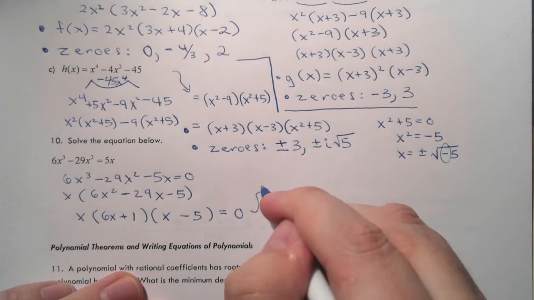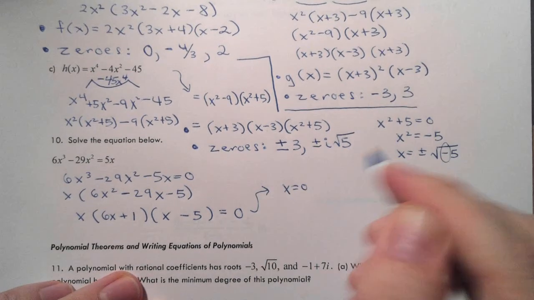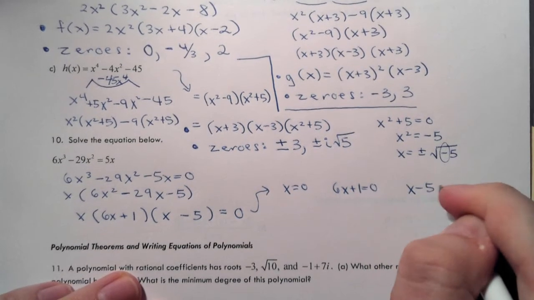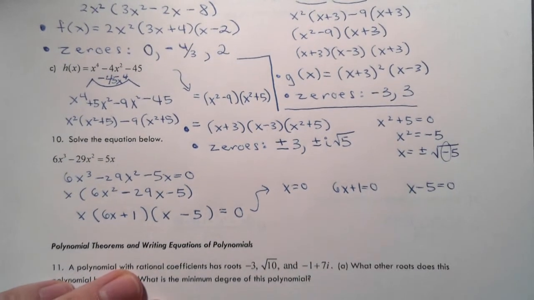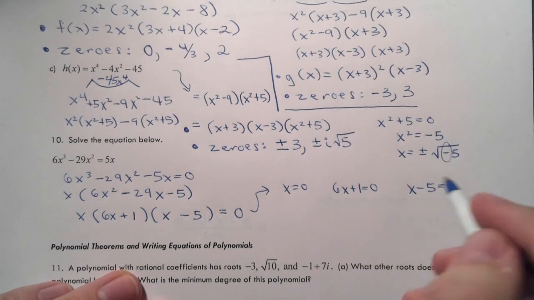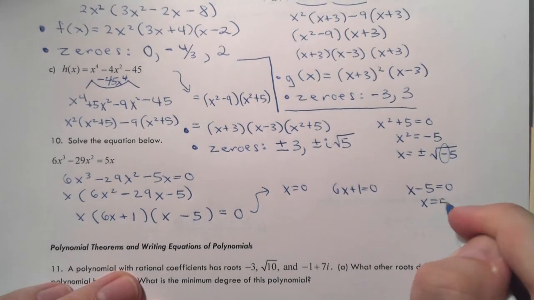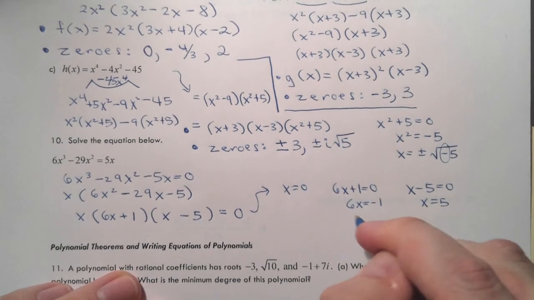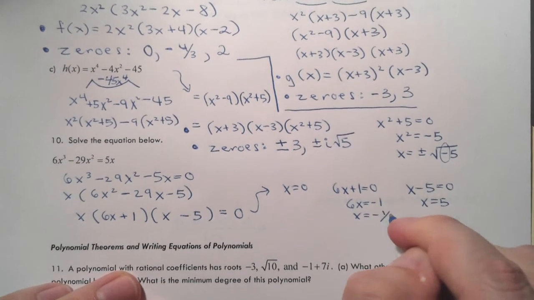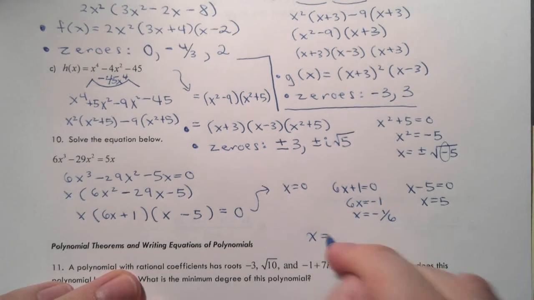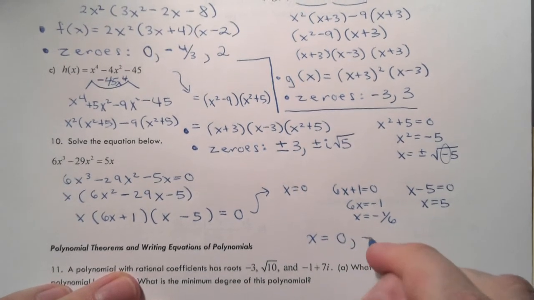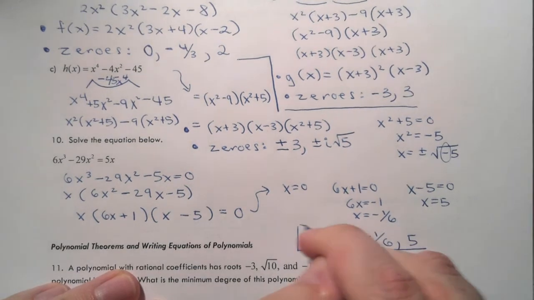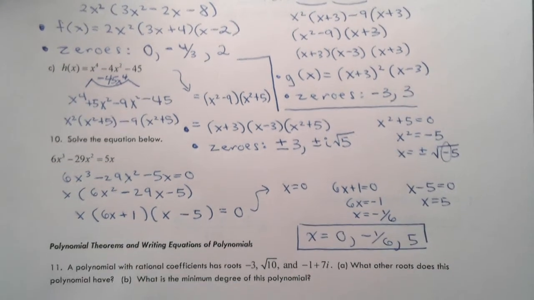So of course my next step is to take each factor and set it to 0. x equals 0, well, x equals 0. x minus 5 equals 0, obviously x equals 5. And here, be careful, 6x plus 1 equals 0, so 6x equals negative 1, divide by 6. So my solutions are x equals 0, negative 1/6, and 5.